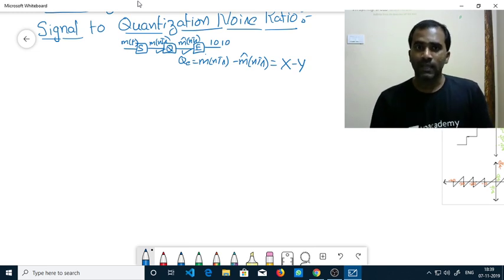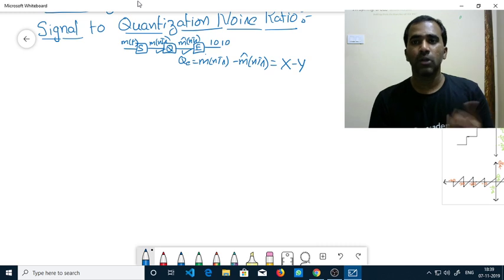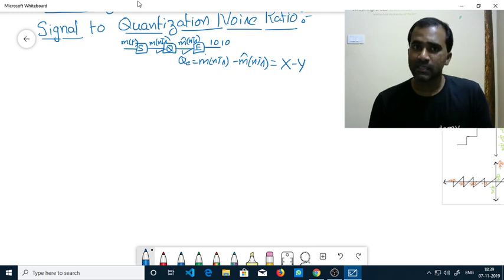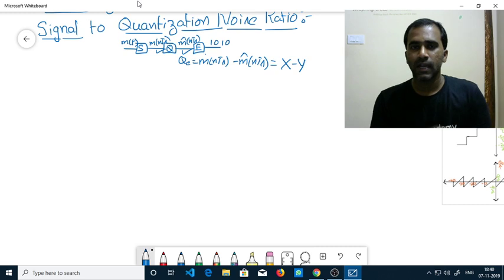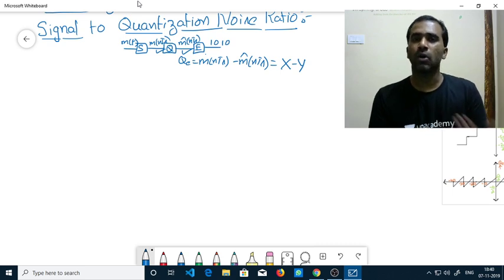Right. So this quantization error, you can just think of it as noise, because any unwanted voltage we call noise. Our message signal voltage is a little different from the quantized voltage, which means there is some small difference between the actual voltage and the quantized voltage. This is what we call quantization error, and quantization error we can also call quantization noise.